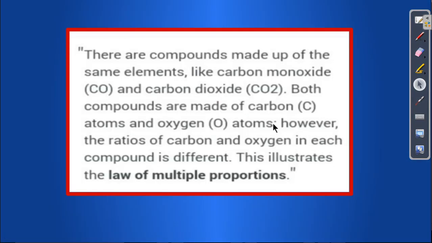Sometimes in nature we have elements that combine to make different compounds. So the same kind of elements can combine to give us different compounds. The example they give you here is carbon monoxide versus carbon dioxide. Both of them have carbon and they both have oxygen. As you can see, carbon monoxide has one oxygen and carbon dioxide has two oxygens. So same chemical composition, but different number of atoms, making them behave differently.